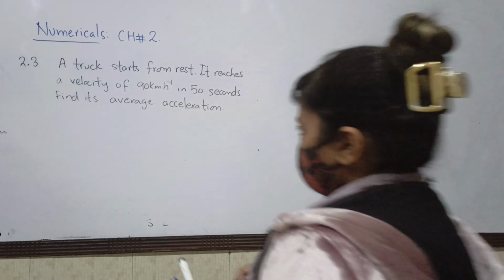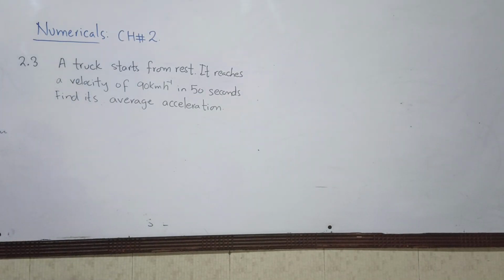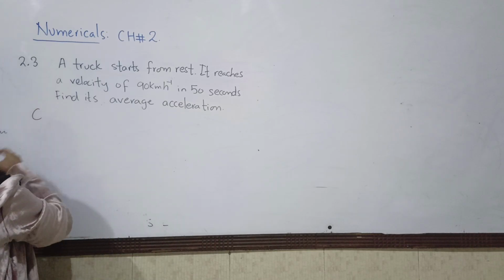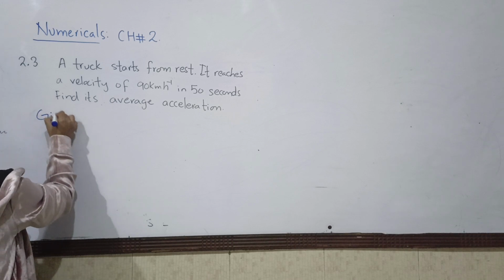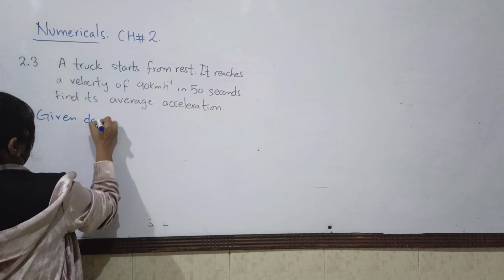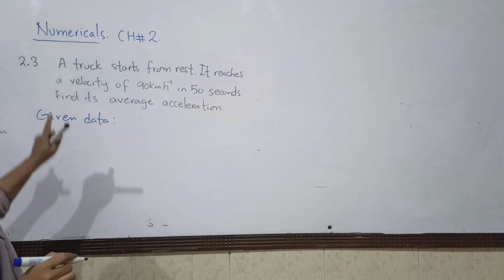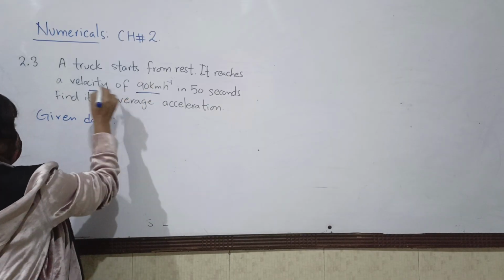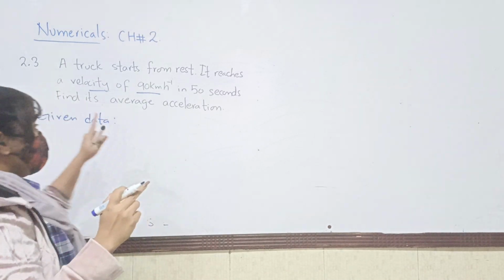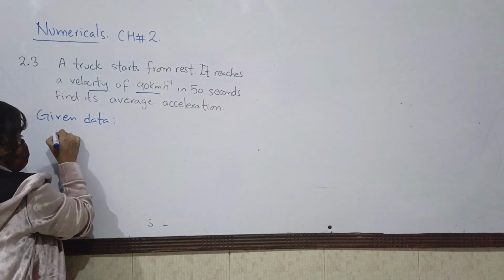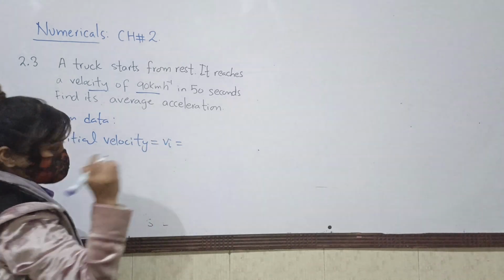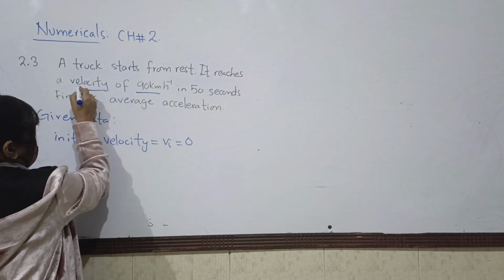So students, this is the next numerical, 2.3. First of all we have to write the given data. So for it, read this question. A truck starts from rest. From rest means that first it was at rest position. So from rest, and it reaches a velocity of 90 kilometers per hour. It means that it was in rest mode, so its initial speed or initial velocity will be 0. Okay, and this is the final velocity.